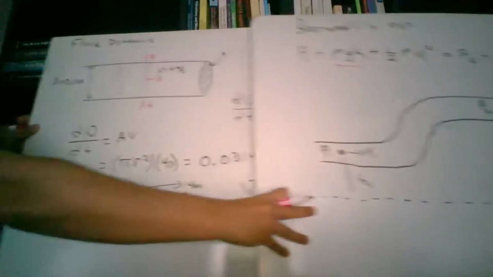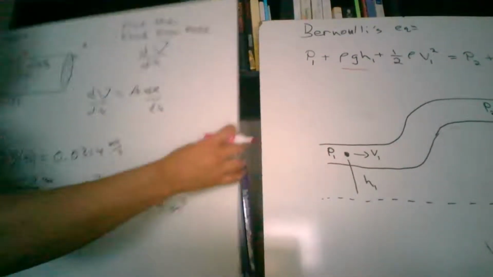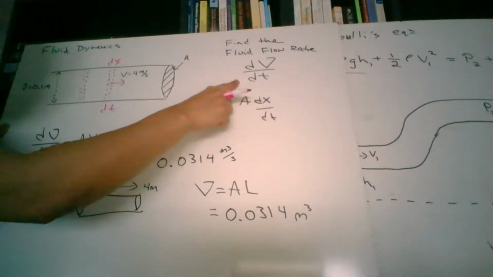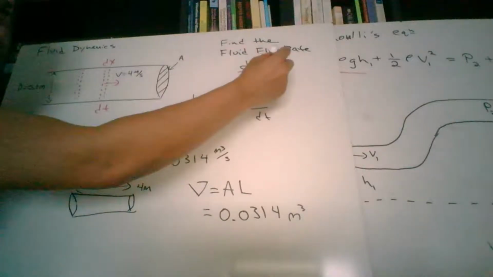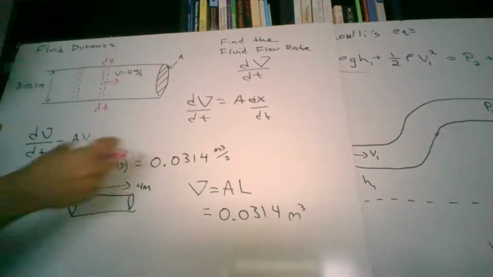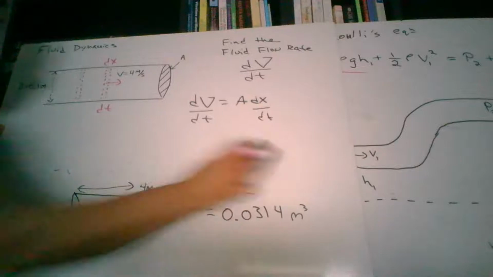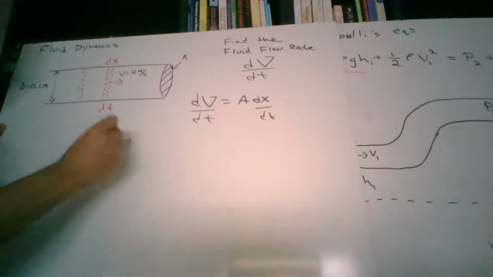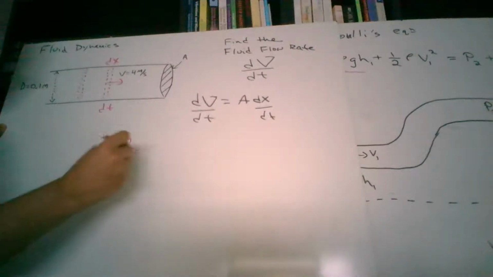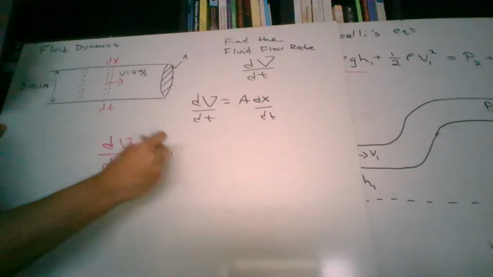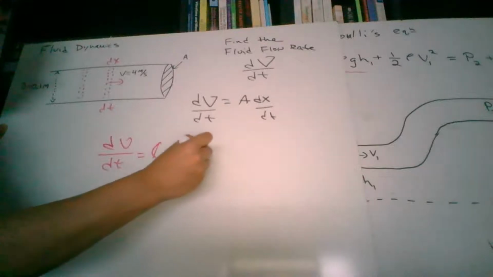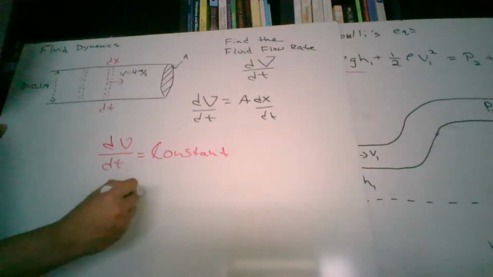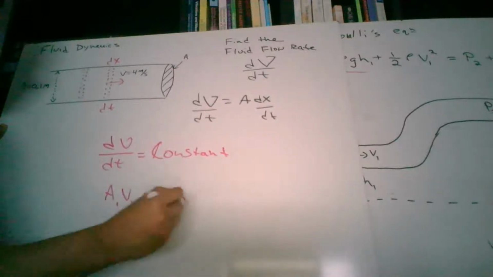Do I have it here? Here we go. If the volume over time is constant, right? No, sorry. Did I erase it? I did erase it. We had said that dV, the volume, over dt is equal to a constant, which means that A1 V1 is equal to A2 times V2.